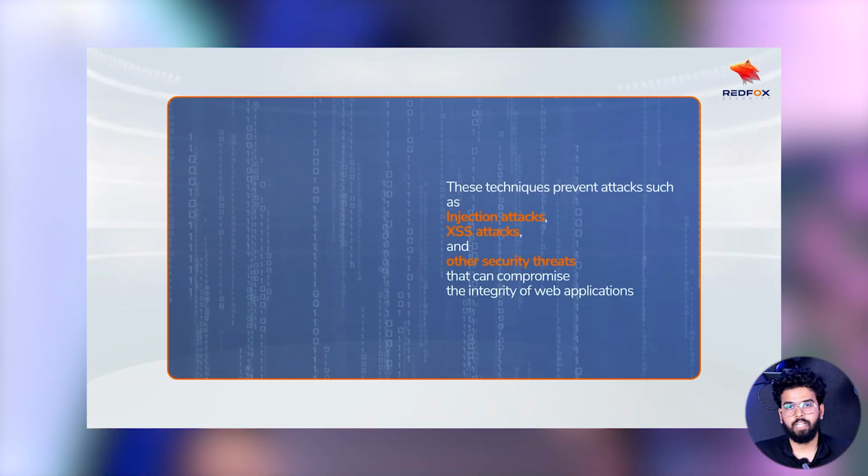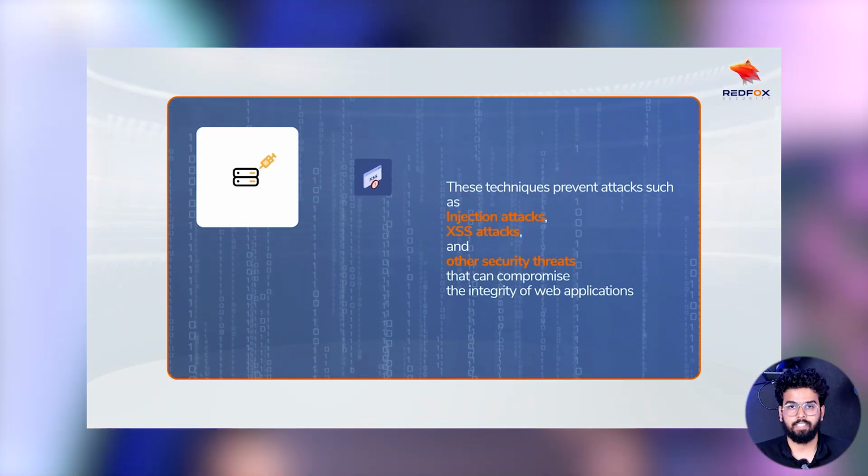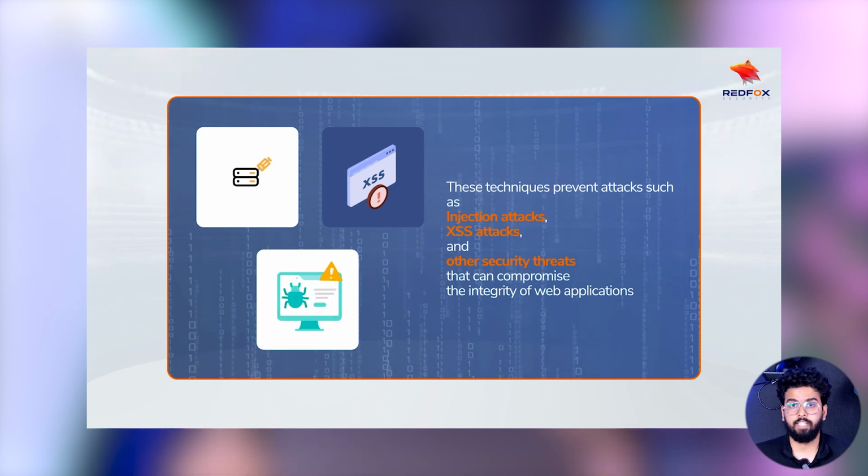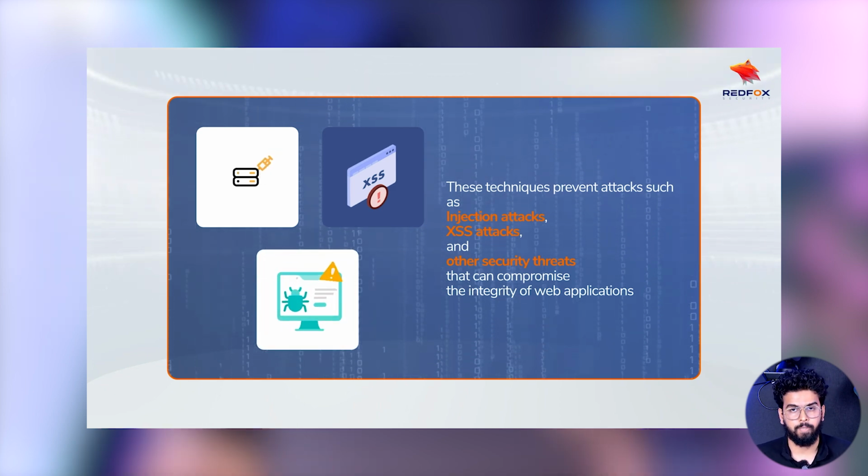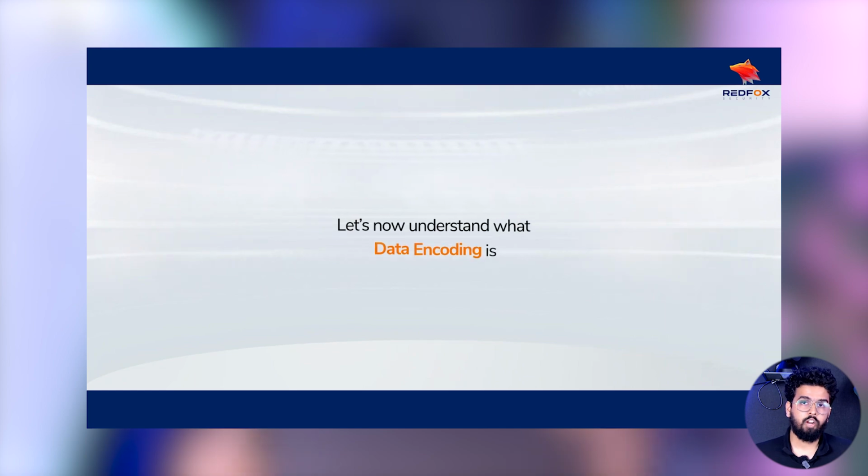The third module is going to be about data encoding. So in this module, we'll understand the different types of data encoding techniques used to secure web applications. These techniques prevent attacks such as injection attacks, XSS attacks, and other security threats that can compromise the integrity of web applications. Let's now understand what data encoding is.